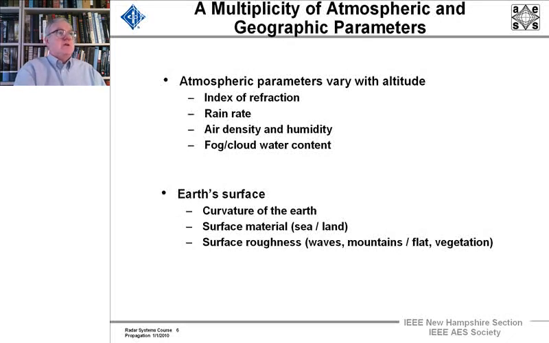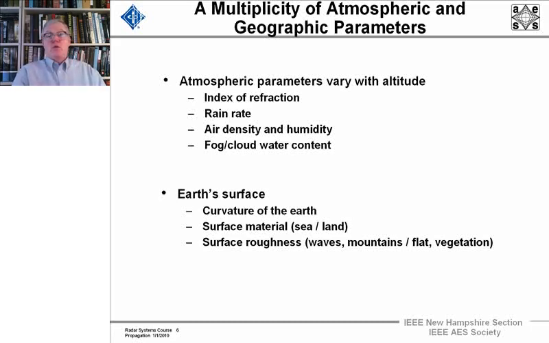Okay, so first let's look at the multiplicity of factors. The atmospheric parameters at a given location vary with altitude. The index of refraction, which is the ratio of the speed of the electromagnetic wave in vacuum divided by the speed of light in the medium. The rain rate. Certainly if there's a lot of rain, there's going to be a lot of attenuation.